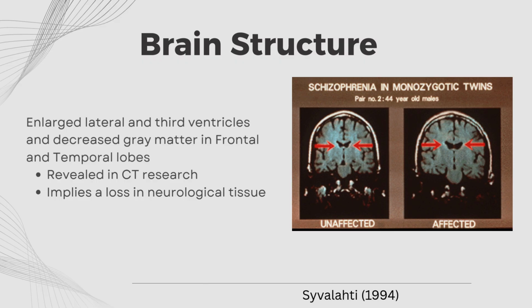The CT is one of them that they've used to look at the structure of the brain in people with schizophrenia. This specifically implies a loss in neurological tissue, because ventricles themselves, remember, produce the spinal fluid that we learned about when we learned about the brain, and gray matter itself is myelinated axons. So this implies that there's a loss in neurological tissue, the brain's not as protected, and there are probably fewer neurons and less neurological activity going on in someone with schizophrenia if these places are smaller or bigger.